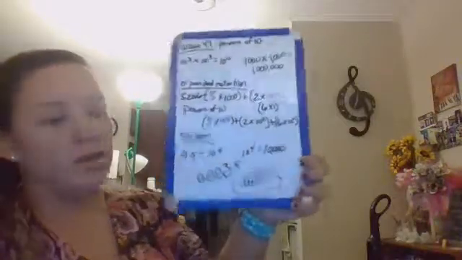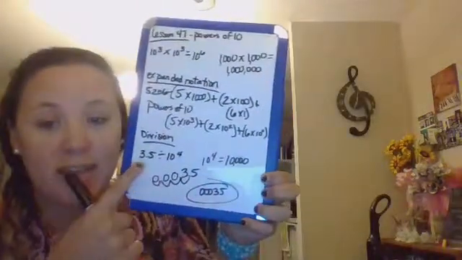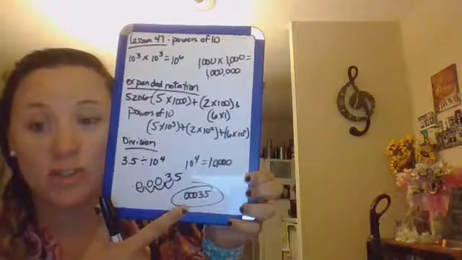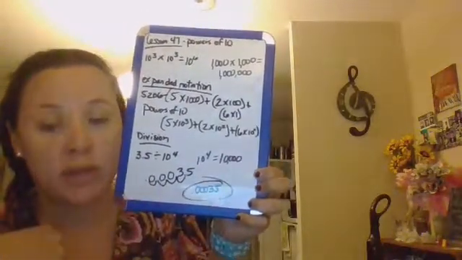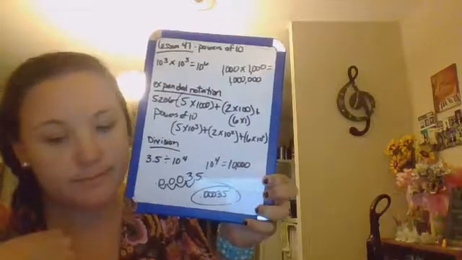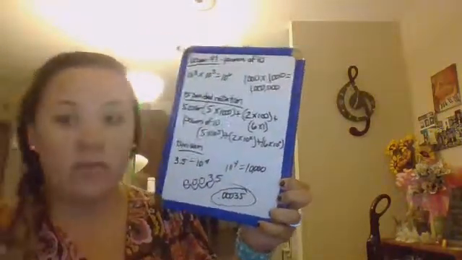So 3.5 divided by 10 to the 4th is going to be 0.00035. So I should be able to punch that in and check with a calculator, and I should get that answer. I need to first do it on paper before I punch it in the calculator to double check it. And that is all for the powers of 10.